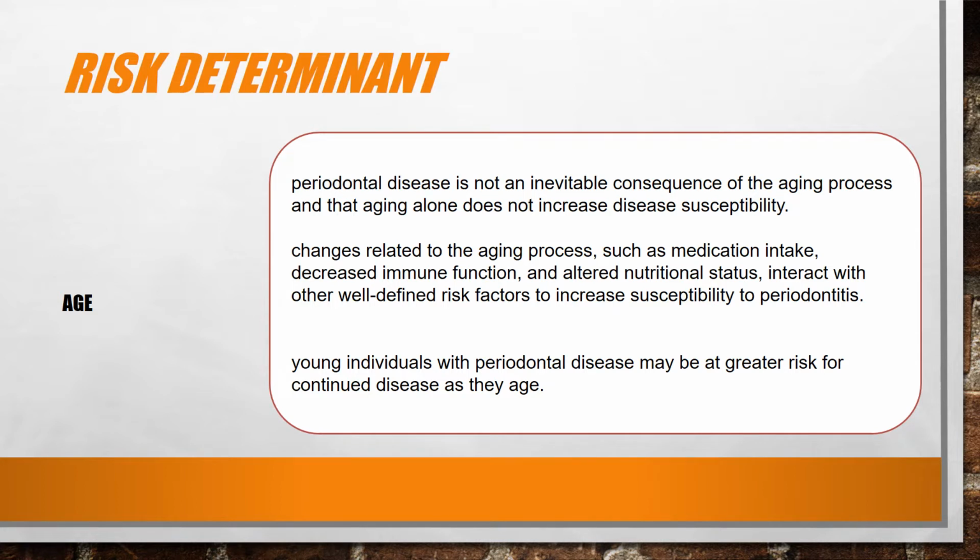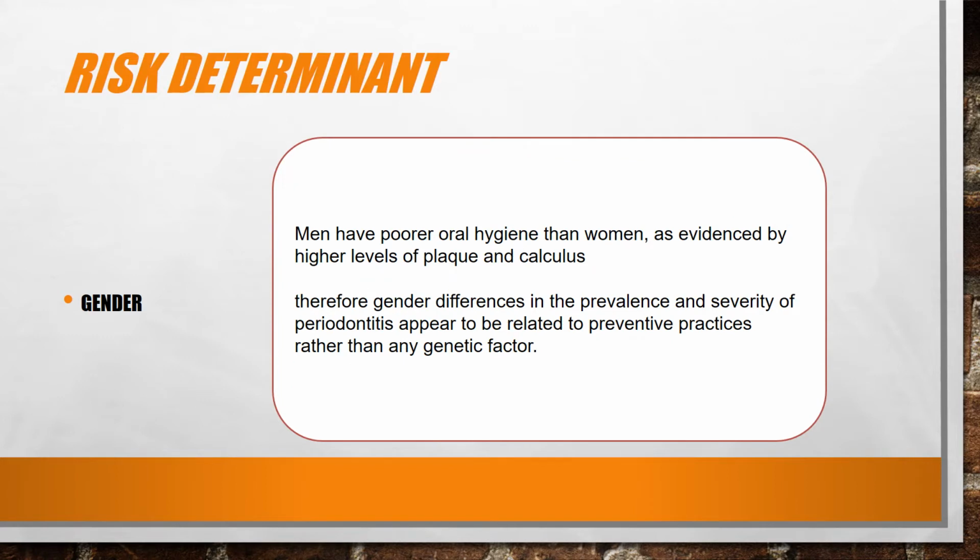Changes related to the aging process may be due to medication intake, decrease in immune function, and altered nutritional status, which could interact with other well-defined risk factors and increase the susceptibility to periodontitis. Young individuals with periodontal disease may be at risk for continued disease as they age. Then comes gender. Men have poorer oral hygiene than women, as evidenced by higher levels of plaque and calculus. Therefore, gender differences in the prevalence and severity of periodontitis appear to be related to preventive practices rather than any other gender factor or genetic factor.